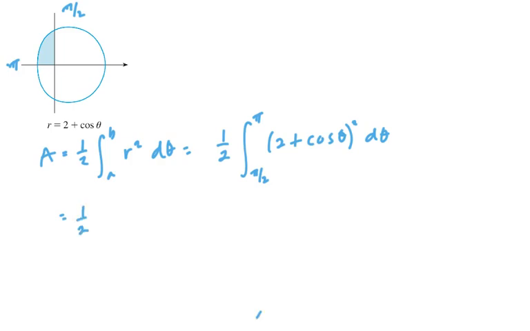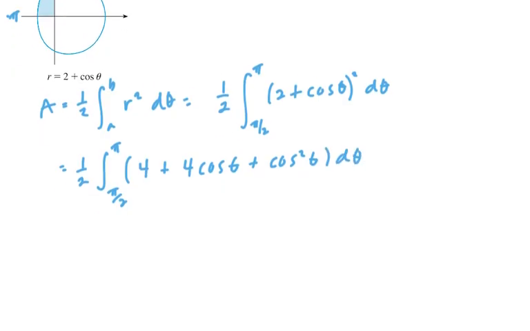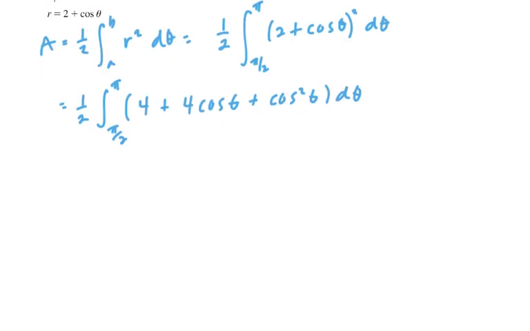So that's 1/2 the integral from pi over 2 to pi, and when we multiply that out using FOIL, we get 4 plus 4 cosine theta plus cosine squared theta d theta. So let's distribute that half right away. Otherwise, you might lose it.